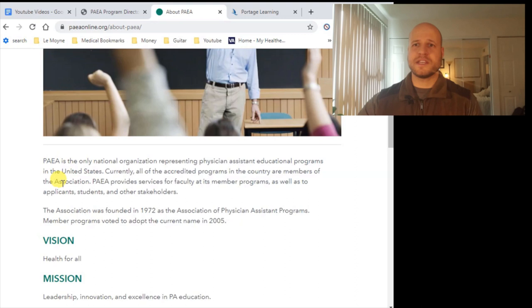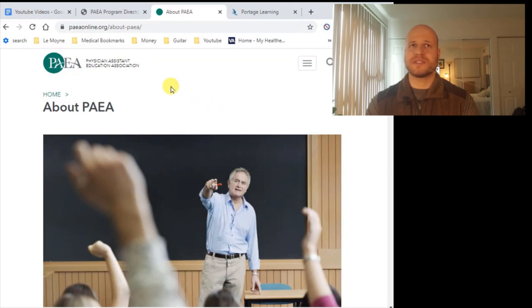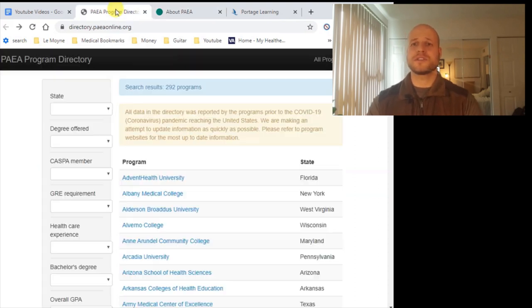And according to their website, as you can see here, the PAEA is the only national organization representing physician assistant education programs in the United States. Currently, all accredited programs in the country are members of the association. So this is definitely a reliable source. And look at that, they have a .org, so you know they're legit. So this is definitely a good source.